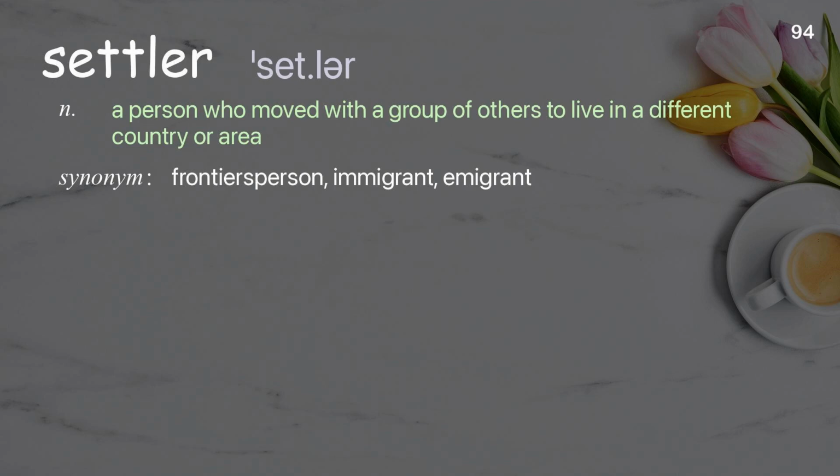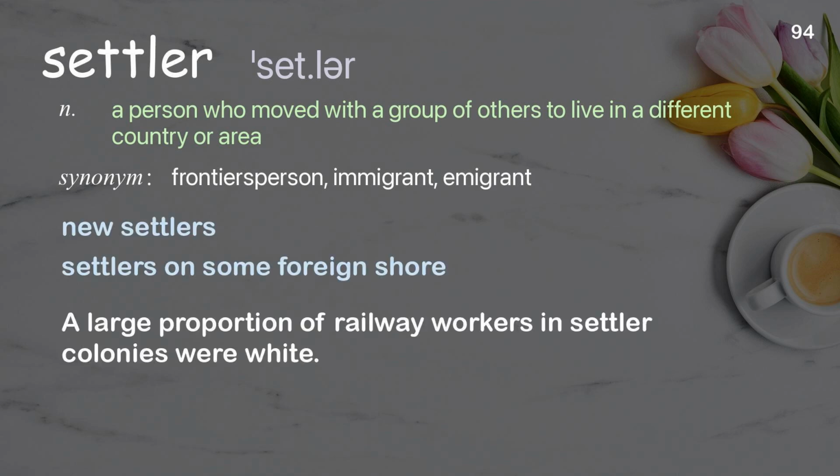Settler. A person who moved with a group of others to live in a different country or area. Examples: New settlers. Settlers on some foreign shore. A large proportion of railway workers in settler colonies were white.